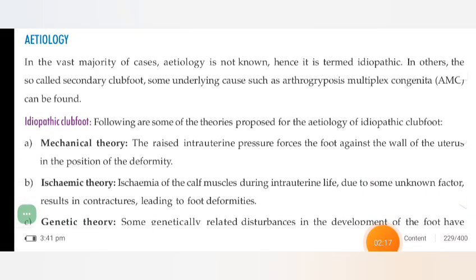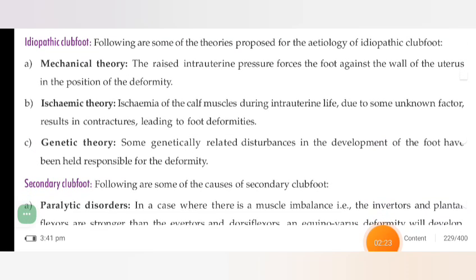Now, etiology. First is idiopathic clubfoot. The theories are the mechanical theory, the ischemic theory, and the last one is the genetic theory.